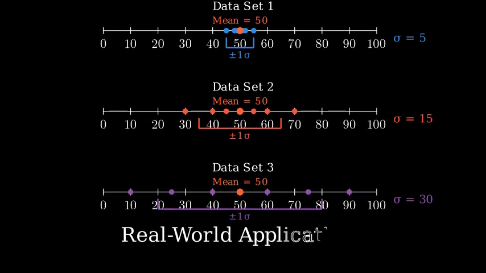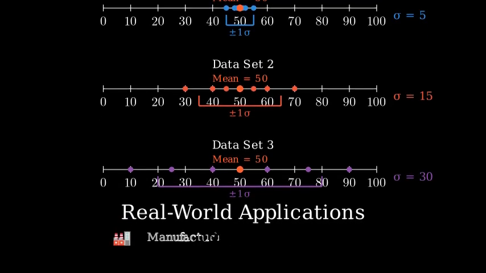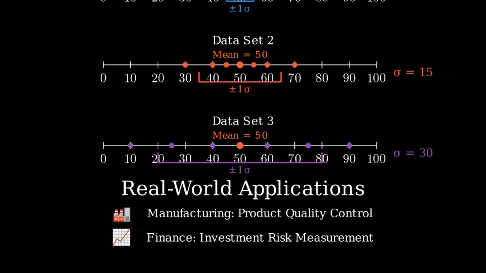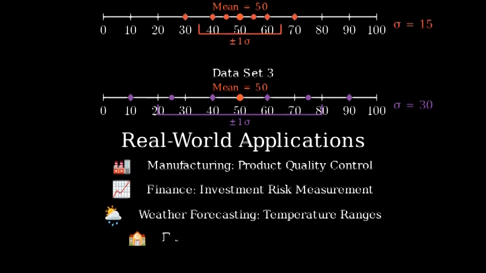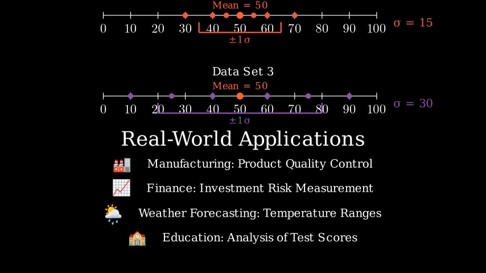Standard deviation and variance are used in many real-world applications. In manufacturing, they help control product quality by measuring consistency. In finance, standard deviation is used to measure risk and volatility in investments. In weather forecasting, it helps predict the range of likely temperatures. In education, it shows how spread out test scores are.